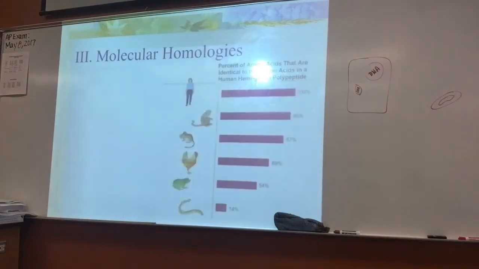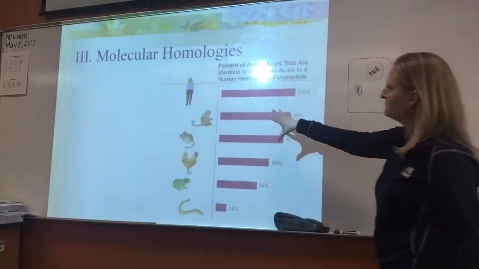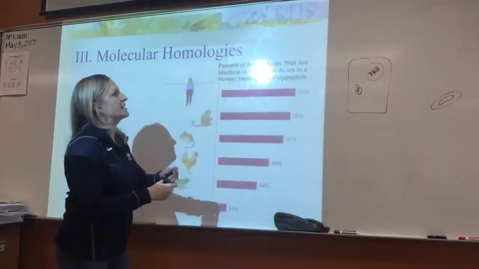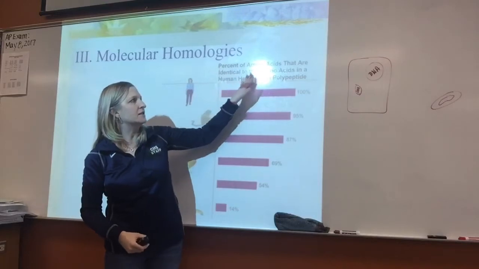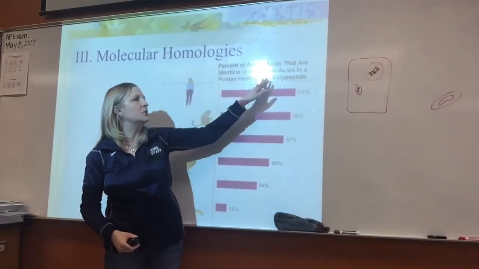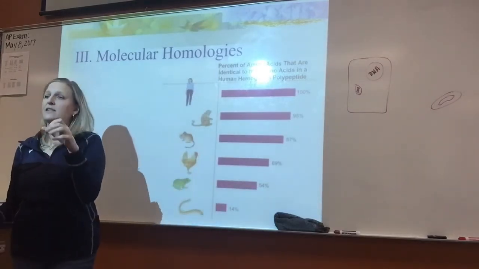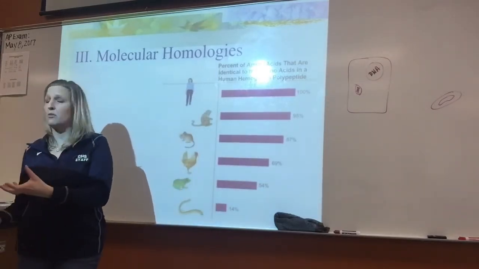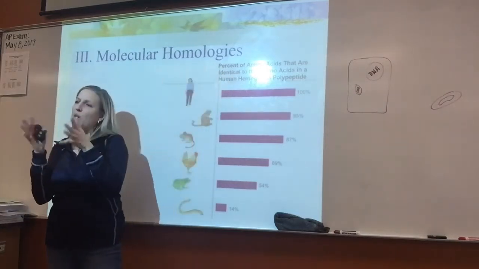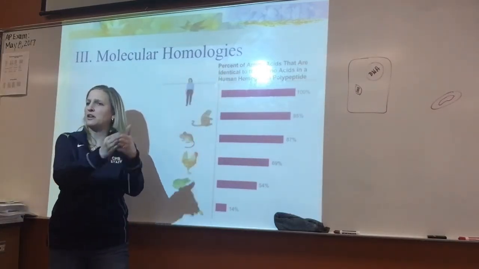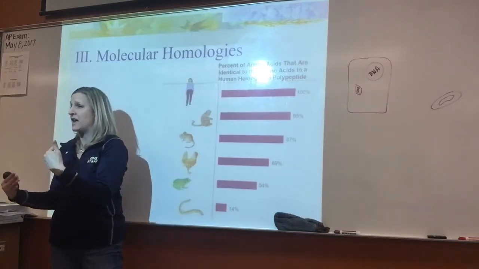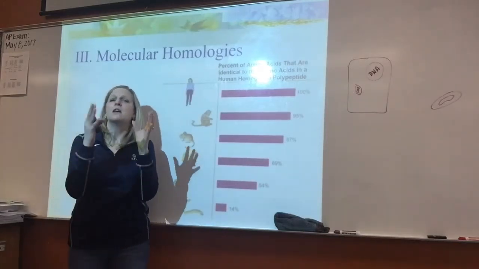So that's homologous structures. The third one, it says molecular homologies. This means similarities between molecules. Now this graph here is looking at the percent of amino acids that are identical to the amino acids in a human hemoglobin polypeptide. Hemoglobin, remember, is the protein that transports oxygen in our red blood cells. So that is one molecule that we can compare from one organism to the next to see how similar they are. And the more similarities, the more related.